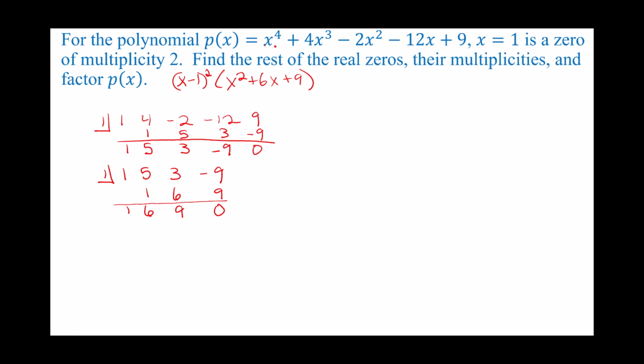So I started with x to the fourth. I divided by an x 2 times. So I'm down to x squared. So I have x squared plus 6x plus 9. And then I can factor this the rest of the way.